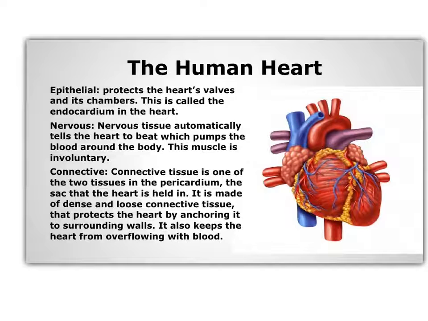Finally, the human heart. The human heart is a great example of an organ that is composed of all the tissue types. We've already talked about cardiac muscle and the role that it plays in the human heart, but the other 3 tissue types are also present. For example, epithelial. It helps protect the heart. It's a lining on the outside, a lining on the inside of the valves, and it also protects the heart valves and chambers. On the inside, that layer of epithelial tissue is called the endocardium.